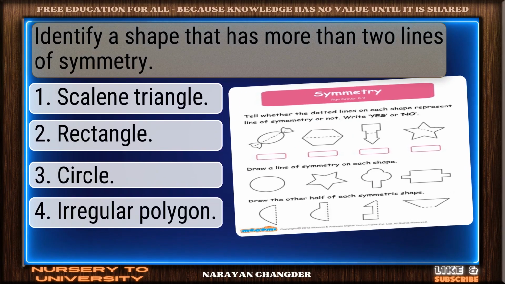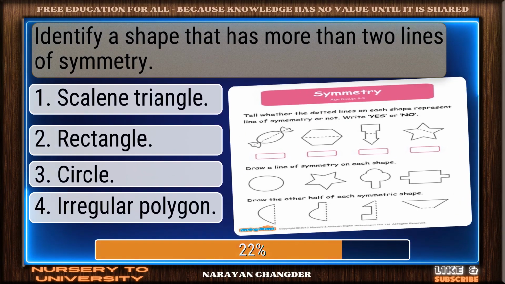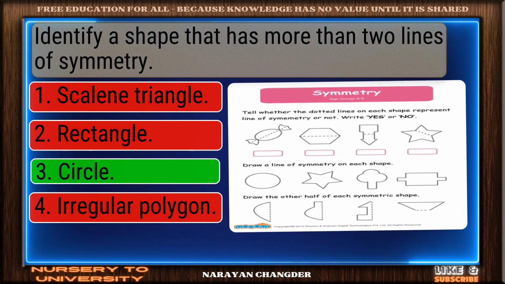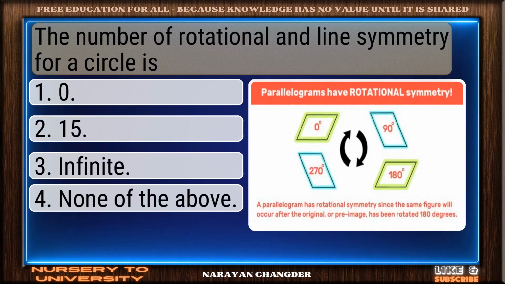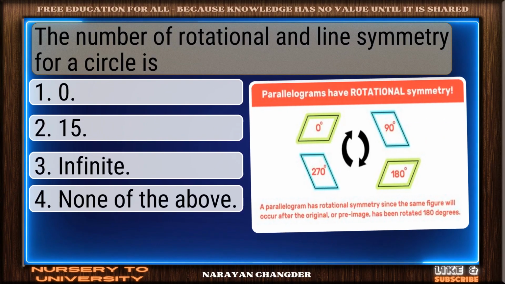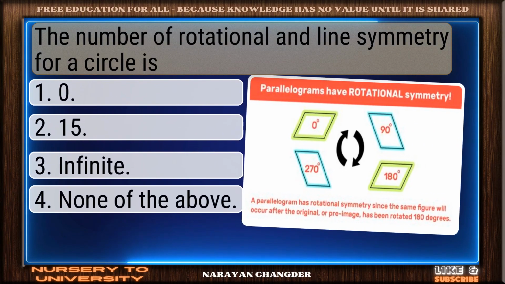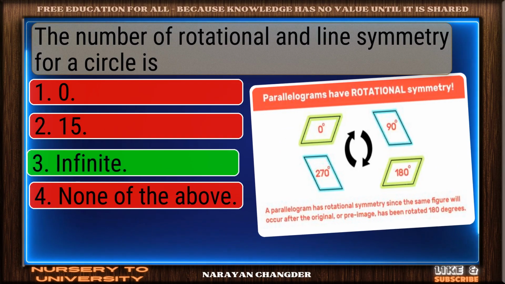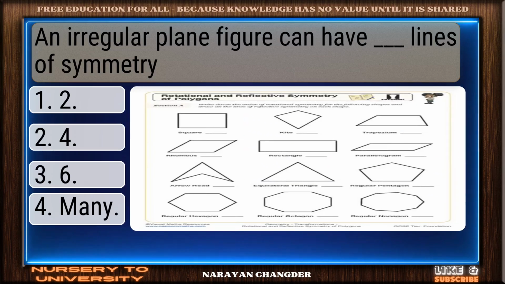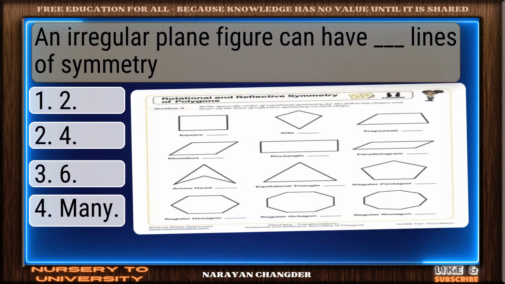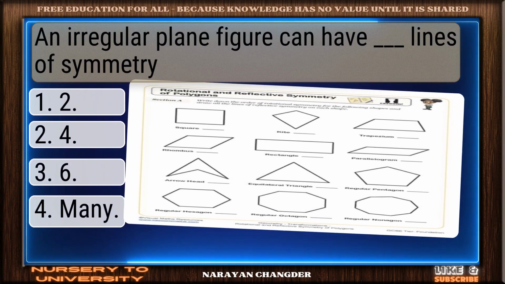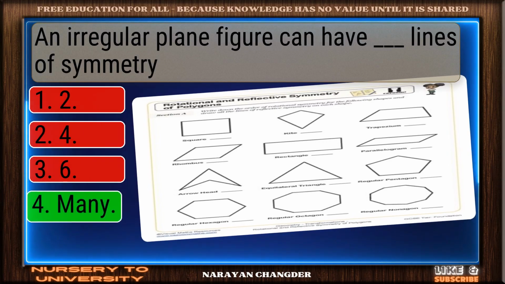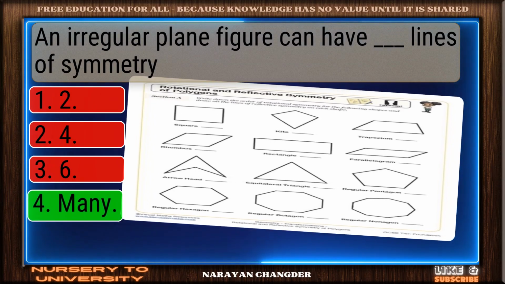Identify a shape that has more than 2 lines of symmetry. Nice work. You chose circle, and it is correct. The number of rotational and line symmetry for a circle is. Strong choice. Infinite is the right answer. An irregular plane figure can have dash lines of symmetry. Great job. Many is the accurate answer.